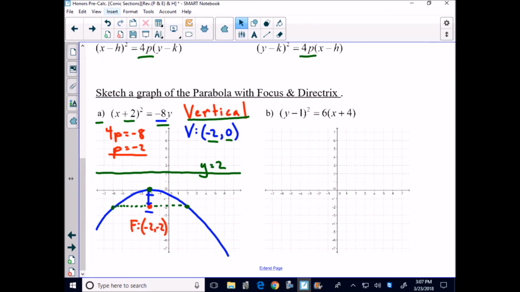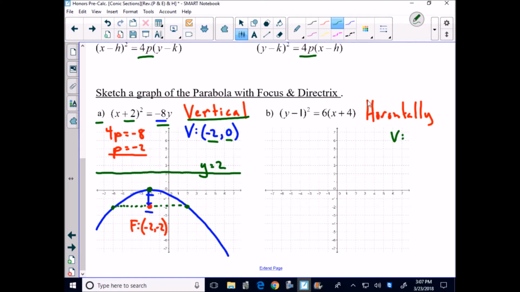Now, for example B, since it's the y expression that's being squared, we can see that our parabola will open horizontally. Right here, we can similarly pull the vertex pretty quickly from the equation of the parabola. Since we're adding 4 to x, we know the x value of the vertex is going to be -4, and since we're subtracting 1 from y, we know the y value of the vertex is going to be 1, so we've got a vertex of (-4, 1) right there.